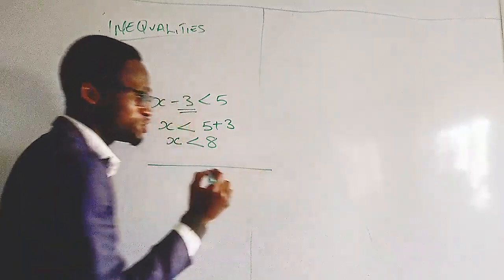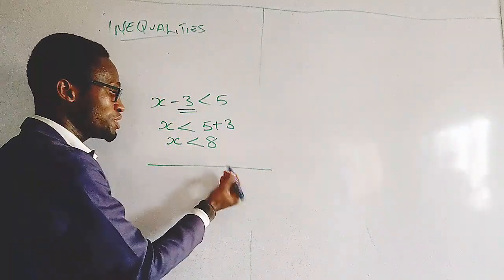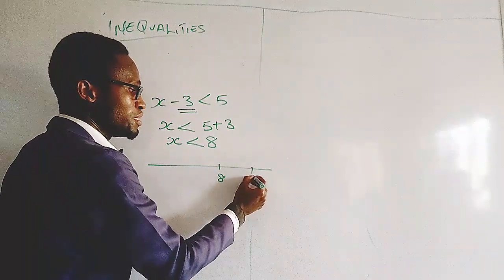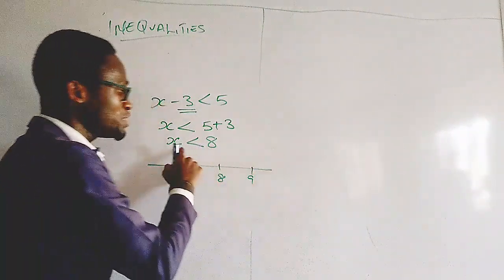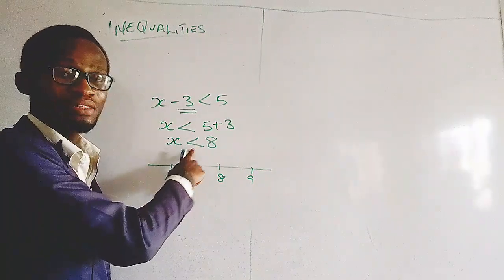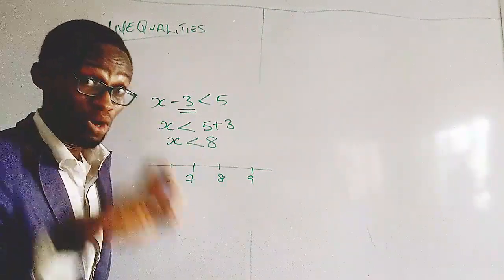Now if you are being asked to represent this on a number line, what do you do? You draw a number line this way. From your number line, we know that this is 8, 9, 7, 6, and so on. Now we say that x is less than 8. That is to say x is smaller than 8.